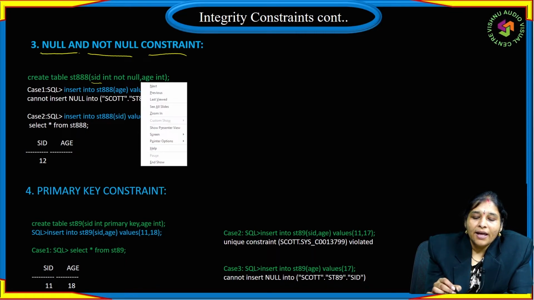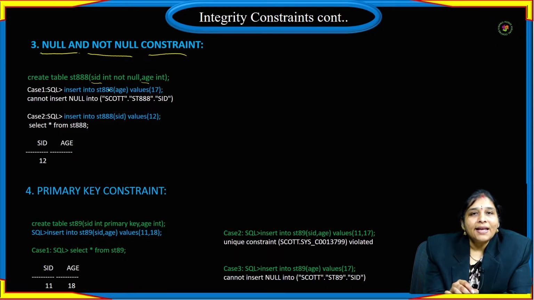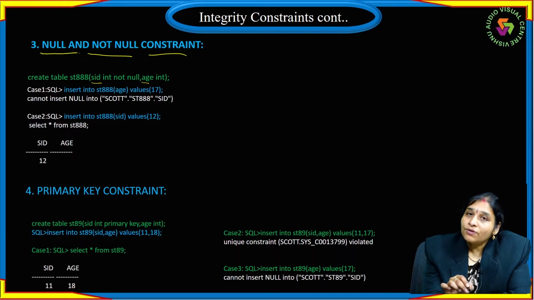If you observe carefully, SID has been given data type int and not null. That means whenever the student is entering field values underneath student ID, the user is mandatorily supposed to enter the values. Suppose the student does not enter the values, let us see. And the next field is age, int. Here I haven't declared anything, which means I can enter null values here also.